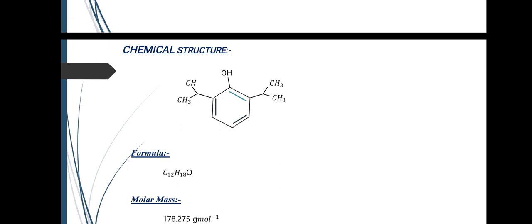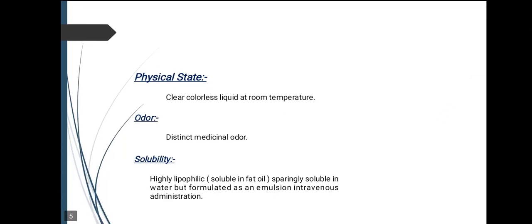Now, the chemical structure and properties of propofol. As you can see, it is a benzene-like ring with a methyl group and hydroxide attached to this ring. Formula: C12H18O. Molar mass of propofol is 178.275 grams per mole. Diisopropylphenol, also known as propofol, is a short-acting medication that results in decreased level of consciousness and lack of memory events. Then the physical state of propofol.